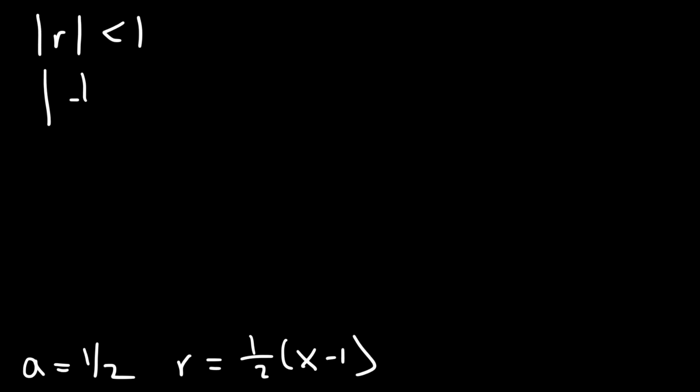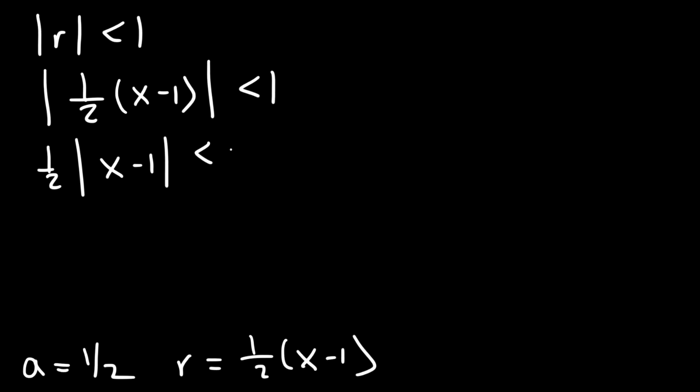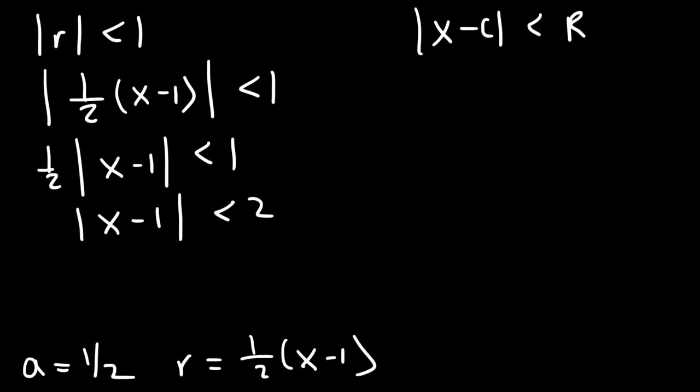So that means that the absolute value of 1/2 times x minus 1 has to be less than 1. So taking the 1/2 to the front, we have 1/2 times the absolute value of x minus 1 is less than 1. So we need to multiply both sides by 2. So the absolute value of x minus 1 is less than 2. So now it's in this form. And so the radius of convergence, we can clearly see that it's equal to 2.